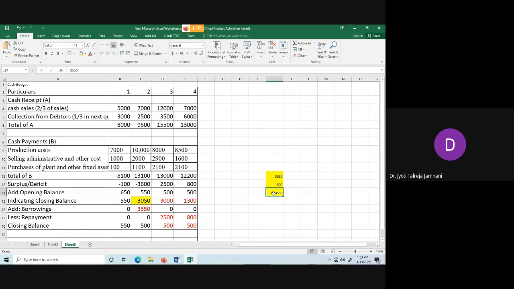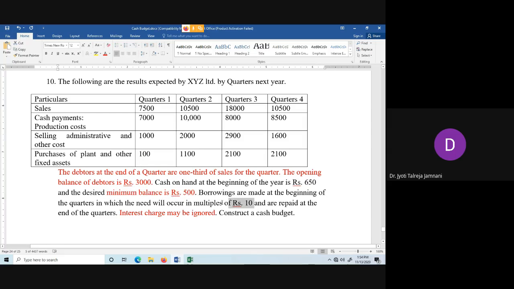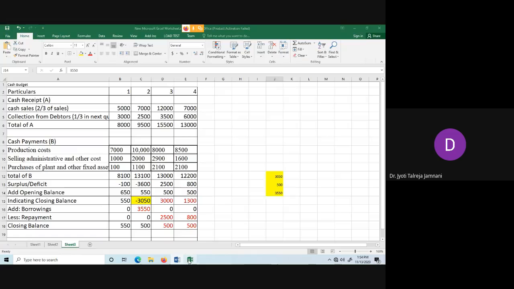Now I told you to borrow 3550 because they have told you can borrow in multiples of 10. In multiples of 10 means you can borrow 10 rupees, 20 rupees, 30, 40, 50 as you want. So 3550 was a multiple of 10. That means if you do 3550 divided by 10, it will become 355. Okay, so it will not come in decimals. It is divisible by 10.